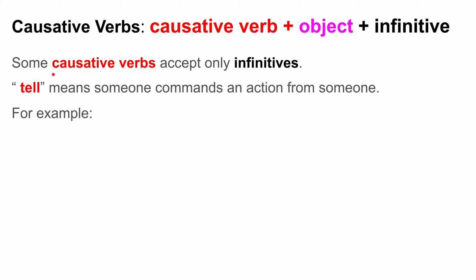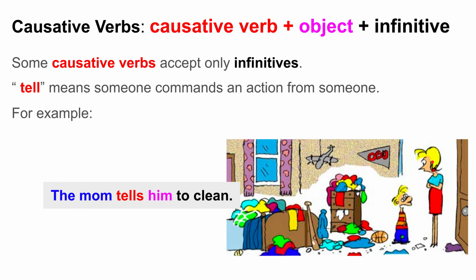Moving forward, another causative verb that accepts only infinitives is tell. This is when someone tells or commands an action from someone else or from a thing. An example right here, we can see the mom is not happy with the boy. The mom seems to be talking to the boy. The mom tells him to clean his room. She's telling him to clean his room. So she's commanding an action from him, and that action is to clean.